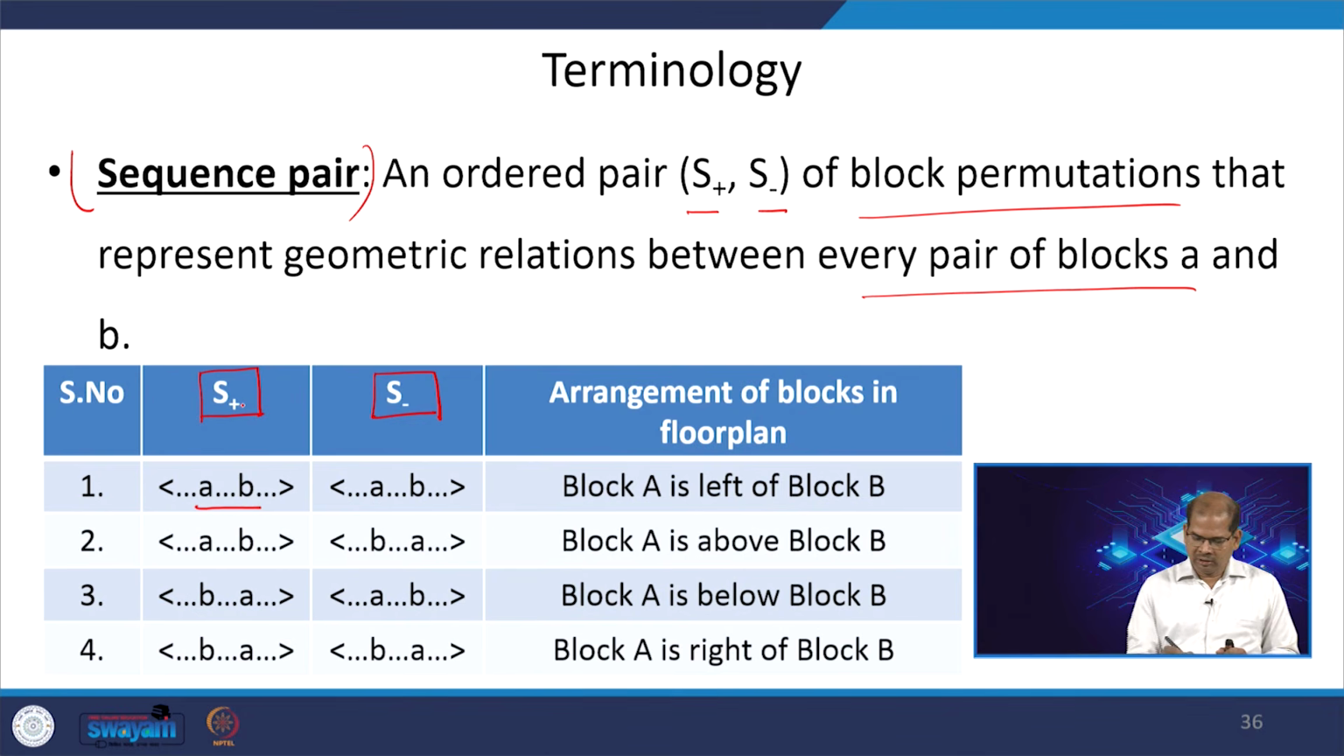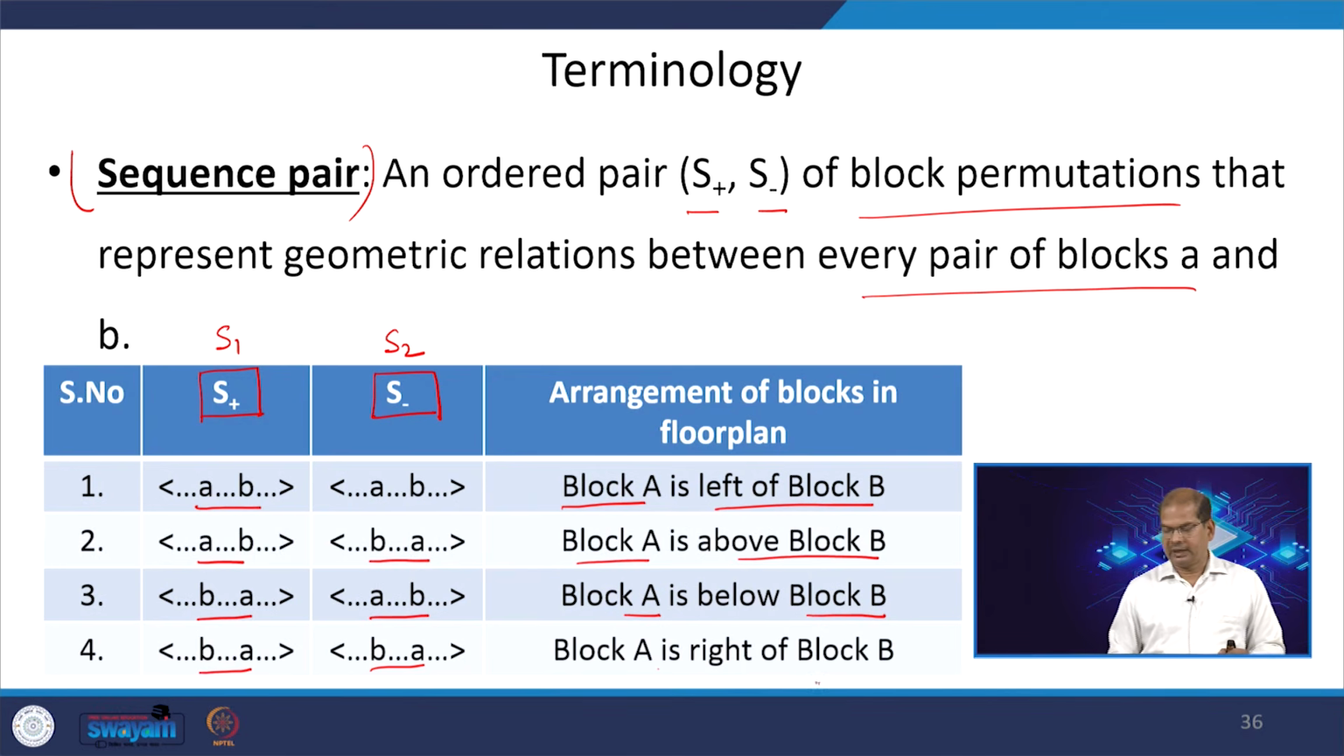So, if I have the sequence A B in both sequence 1 and sequence 2, then block A is left of block B. If I have A B and B A, that means block A is above block B. If I have B A and A B, then block A is below block B. And the final one, B A and B A, then block A is right of block B.